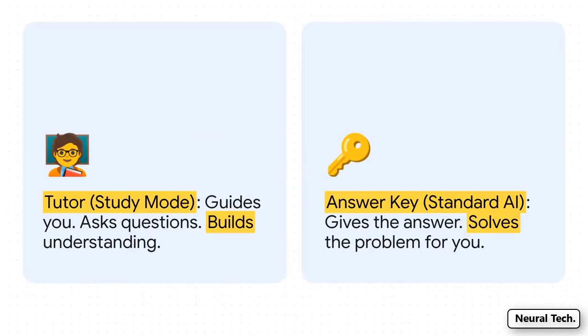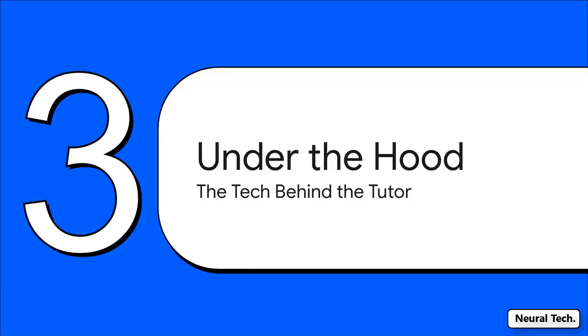I think this comparison really hits the nail on the head. Using a regular AI is kind of like flipping to the back of the textbook to check the answer key. Sure, you get the solution, but you probably don't get how you were supposed to get there. Study mode wants to be different. It's trying to be the tutor who sits down with you, asking the right questions so that you build that understanding for yourself. So how in the world did they actually pull this off?